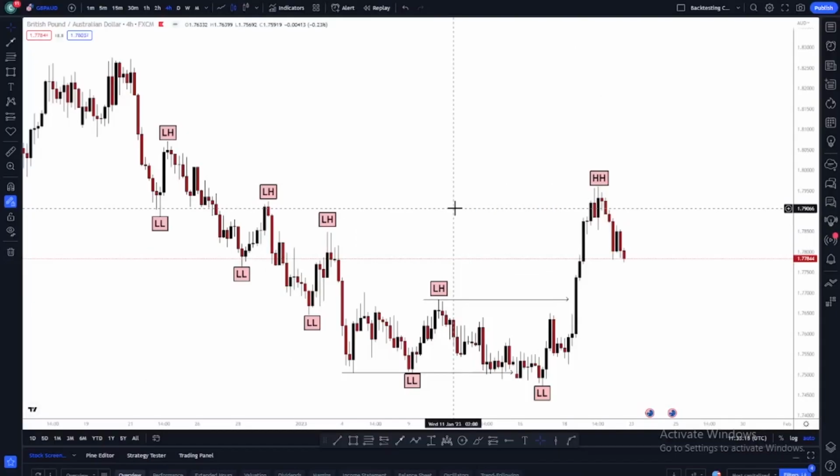So looking at GBP AUD, we're on the H4 time frame. Before we even get to it, let me ask you some questions. What trend are we in? What trend do you think we are still in?